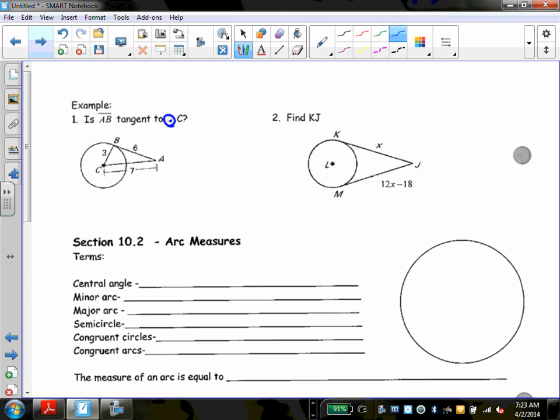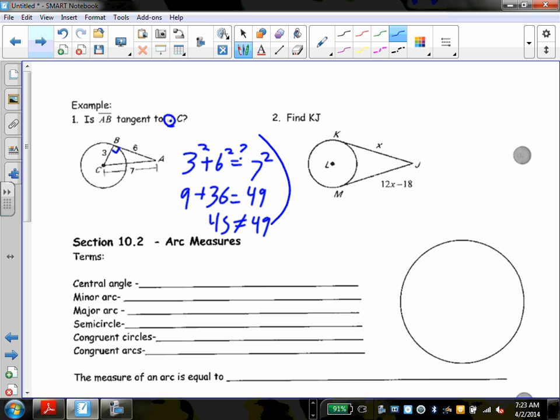So we're trying to see if this right here is a right angle, which means that 3 and 6 are our legs. So we're going to have 3 squared plus 6 squared, and we're going to see if it equals 7 squared. 3 squared is 9, 6 squared is 36, and 7 squared is 49. 9 plus 36 is 45, which does not equal 49. So, after all this work, and you should show this work if you're asked to do this kind of problem, we can see that the answer to this question is no.